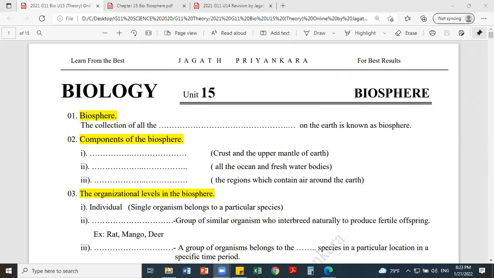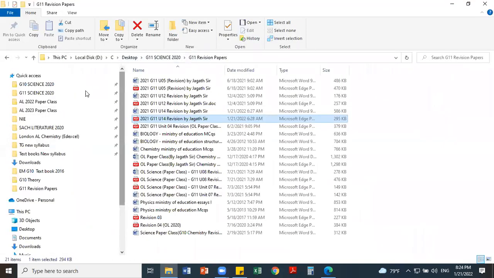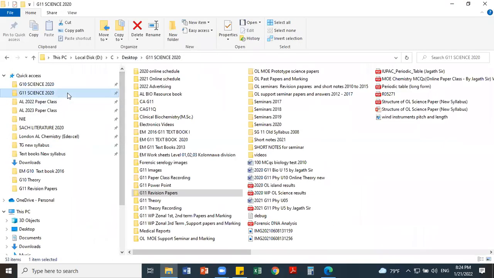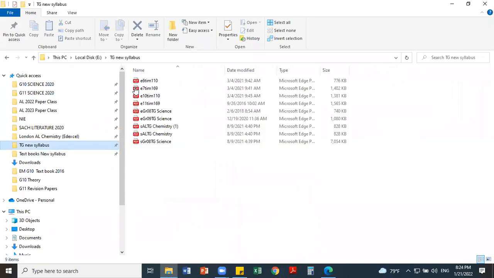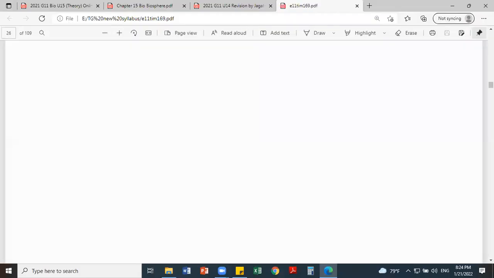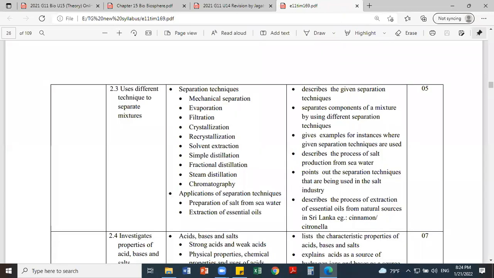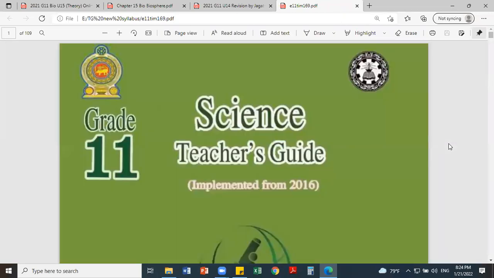My advice, when you are studying, the teacher's guide you can also download from the internet. Search for TG new syllabus TG grade 11. So if you are studying some subjects only from the textbook, maybe you are not going for tuition for some subjects, then you have to refer to this also. This is very important, not only the textbook, because some teachers teach only from the textbook, and some teachers don't even look at the teacher's guide.